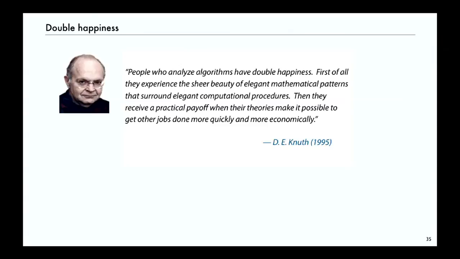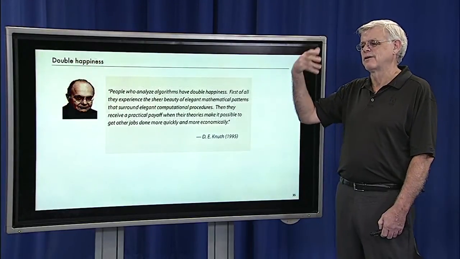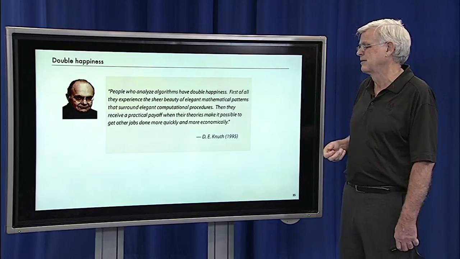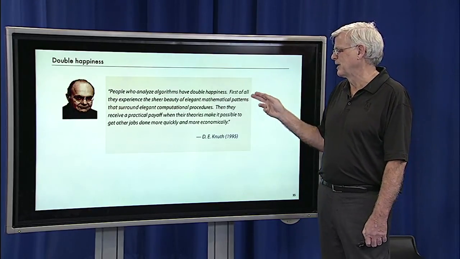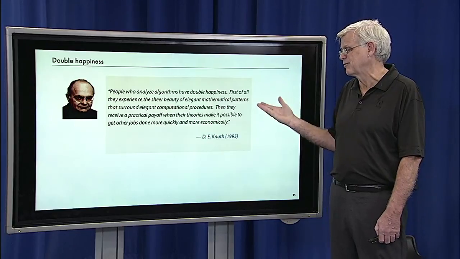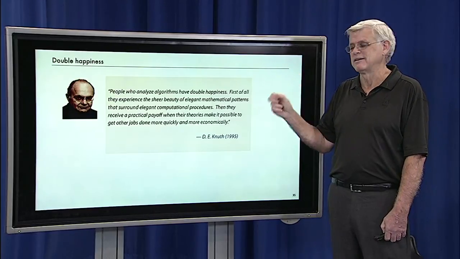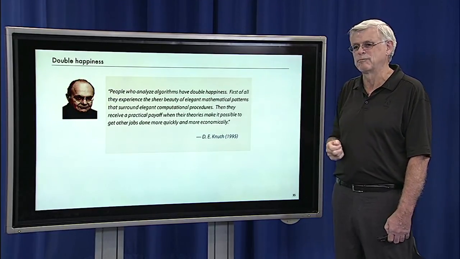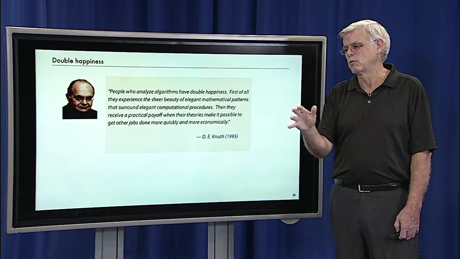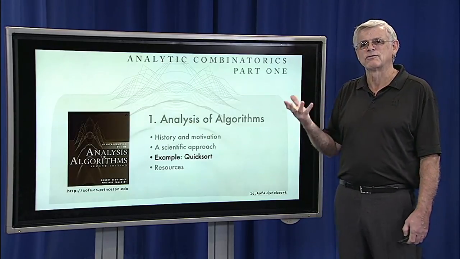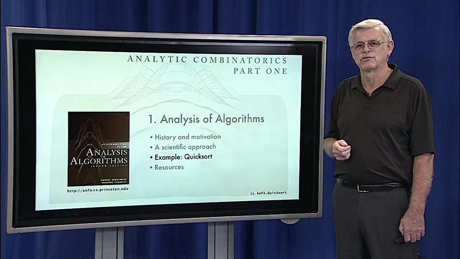People who analyze algorithms have double happiness. First, they experience the sheer beauty of elegant mathematical patterns that surround elegant computational procedures. Just in terms of the pure math, what programs bring to the table is another level of interesting mathematics. But then, if you're in the analysis of algorithms, you get a practical payoff because your theories make it possible to get other jobs done more quickly and more economically. So it's not just the math, it's that the math is helping us press forward in all kinds of important and identifiable ways. So that's a full introduction to the analysis of algorithms through the study of Quicksort.